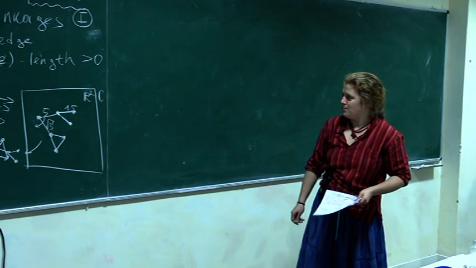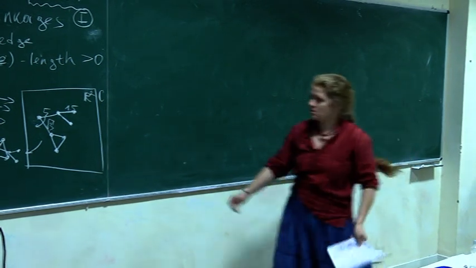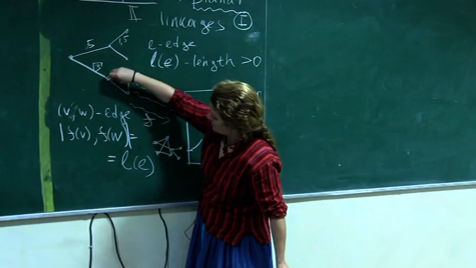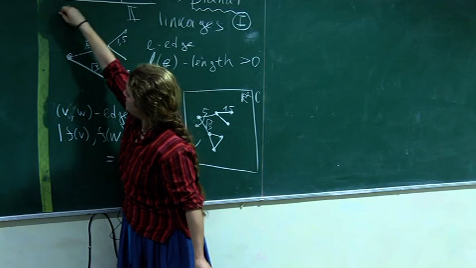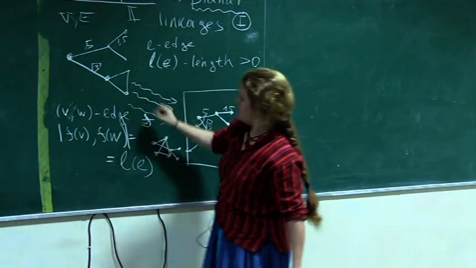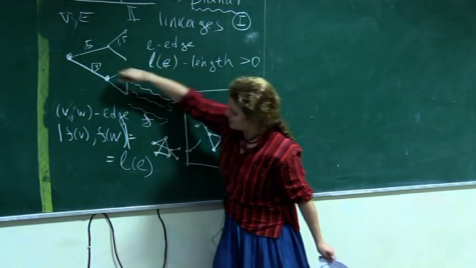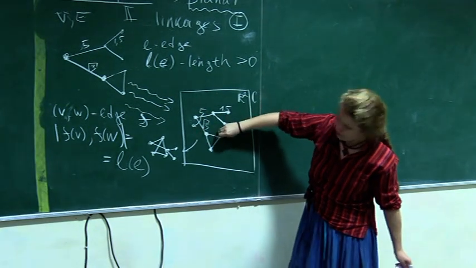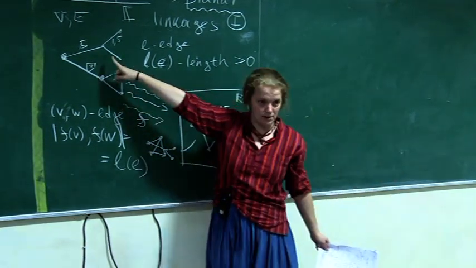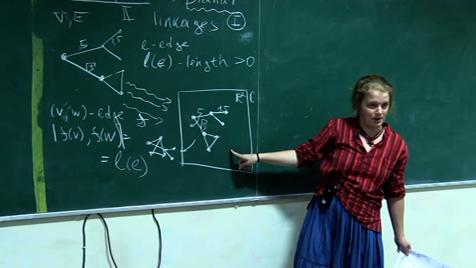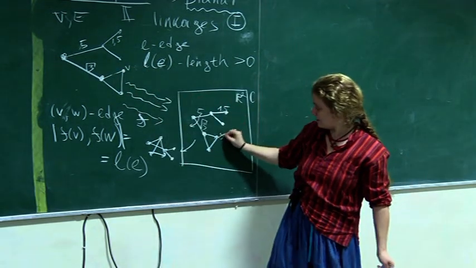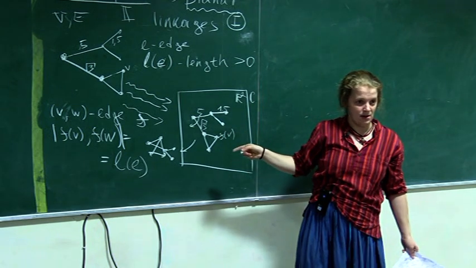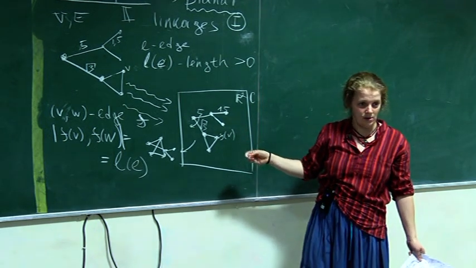So we have an abstract graph, with vertices and edges, and F is a function that places our vertices on a plane. Here is an abstract linkage, and here is a picture on a plane. Here we have a vertex, for example v, and here we have its image on the plane with coordinates, and so on.